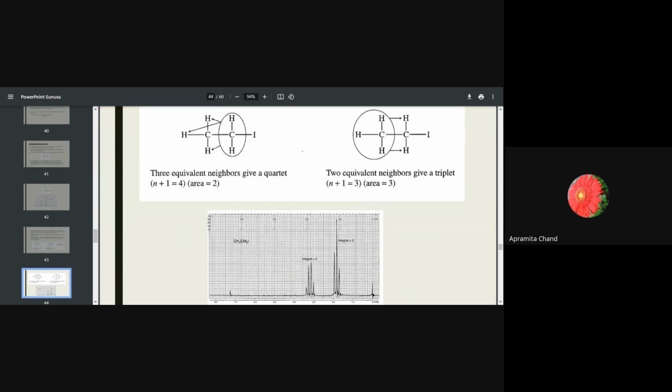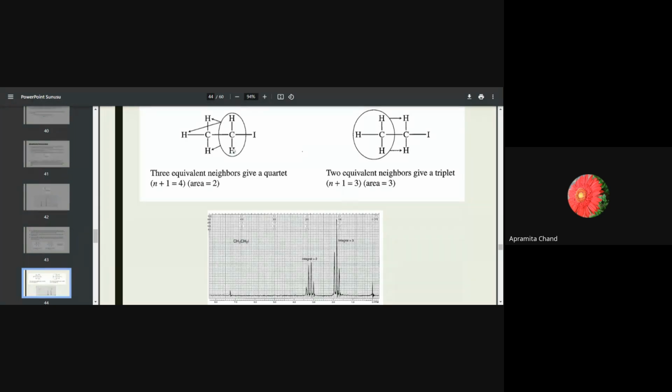Now how many peaks will it be? For the CH3 protons, the neighboring carbon has two hydrogens, so you will have a triplet. This will be a three proton triplet. Similarly, the CH2 protons come into another resonance position. How many peaks will they be split into? See the neighboring carbon, how many hydrogens are attached? Three. So 3 plus 1 is equal to 4, so it will be a 2 proton quartet.